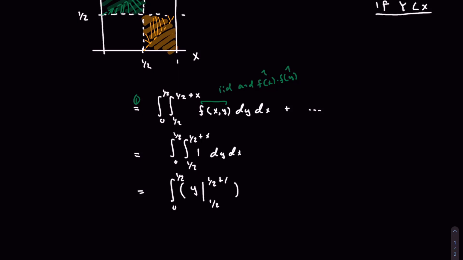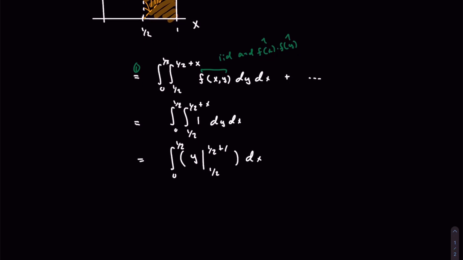And the outer integral like so. And this inner part evaluates to, so we have a half plus x, and then minus a half. So what we're left with is just an x here. So let's write that out, dx.